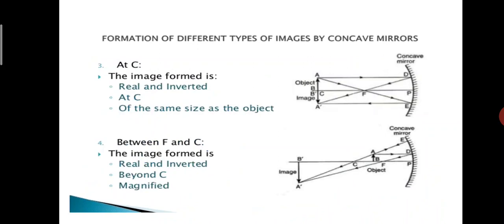Fourth, when the position of the object is between focus and center of curvature, the image formed is real and inverted. The position of the image is beyond center of curvature and the size of the image is magnified.